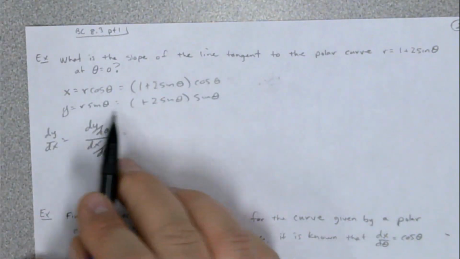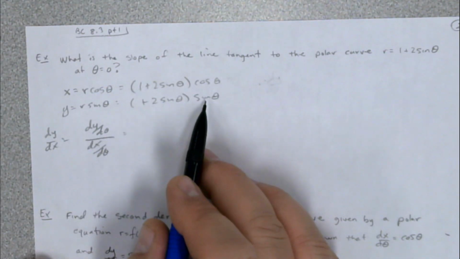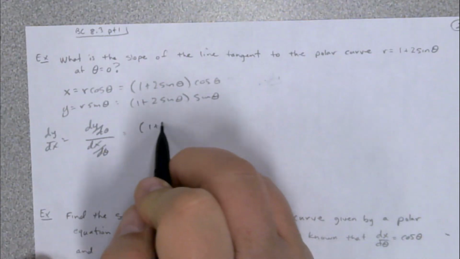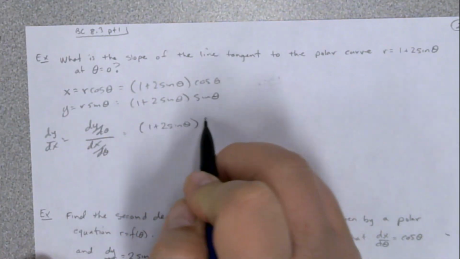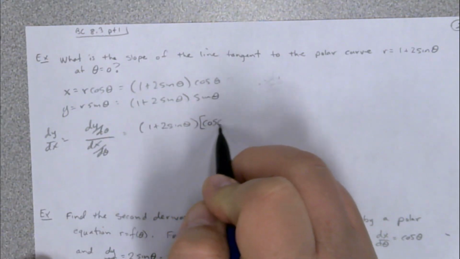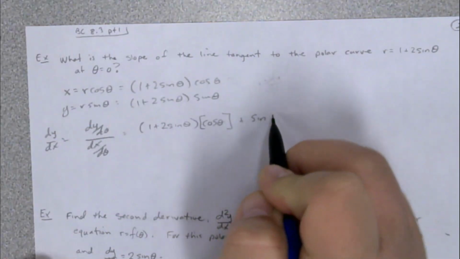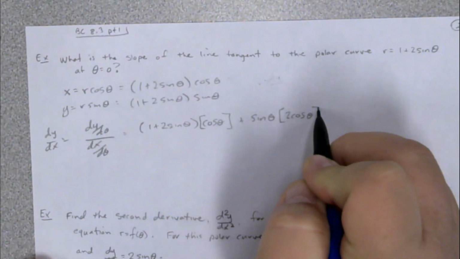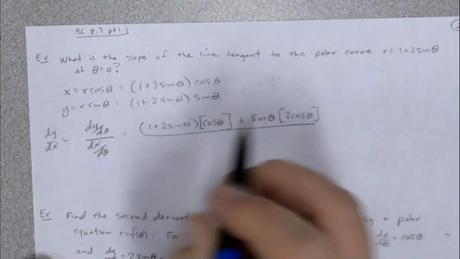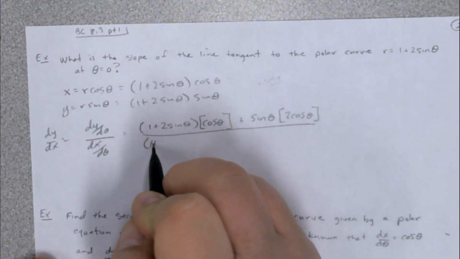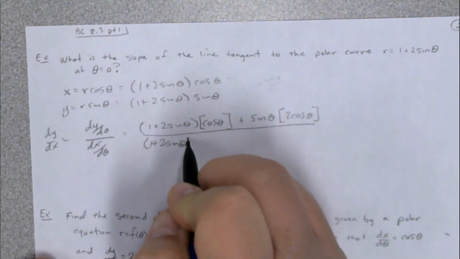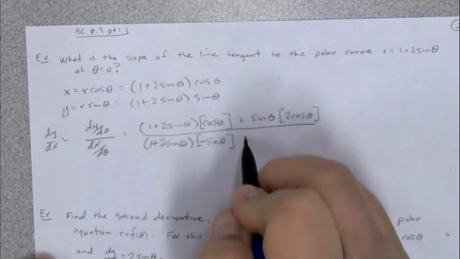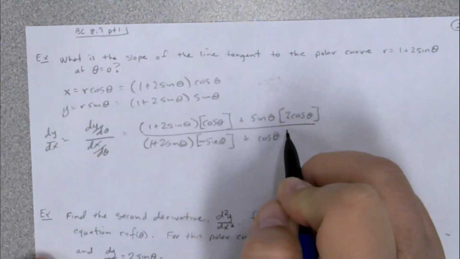So what is the derivative of this with respect to theta? Okay, and so we just go through that process. 1 plus 2 sine of theta times the cosine of theta, second times the derivative of the first, and then we take the derivative of the bottom. Again, 1 plus sine of theta, and then the second times the derivative of the first.